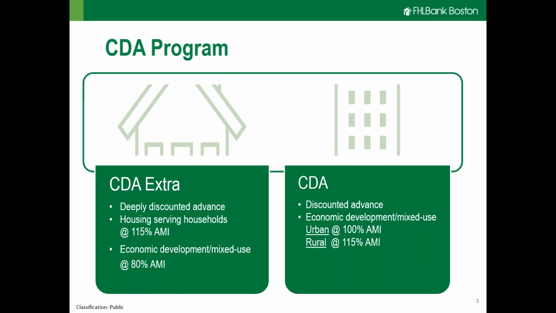The CDA program is also a discounted program, and it's designed to provide funding support for non-residential activity, and its eligibility is based on the logistics of the benefiting business, and it's determined based on its urban or rural designation. And if it's in an urban area, it's at or below 100% of the area median income. And if it's in a rural area, it's at or below 115% of the area median income.